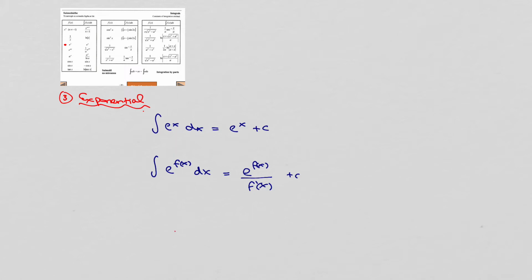So again, if we look at an example, we could be asked to integrate e to the 2x dx, which would be e to the 2x divided by the derivative of the power. So the derivative of 2x is 2, plus c, or that could be written as half e to the 2x plus c.